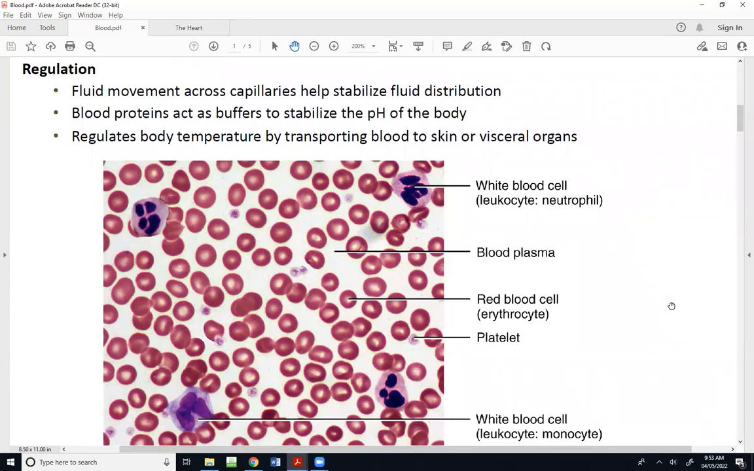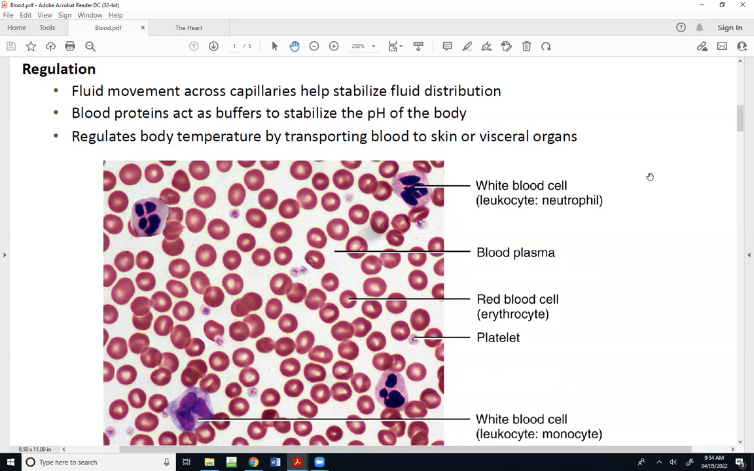And then blood helps regulate things like fluid distribution by moving the fluids across the capillaries. The proteins in our blood help to buffer and stabilize the pH of our body, so keep our acids and bases in check. And we help regulate body temperature by transporting blood to skin or to our visceral organs, which sounds kind of weird. How can you regulate body temperature by moving your blood? Well, think of it simply. Heat builds up in the blood, and if you bring that heat closer to the skin surface, it is more likely to be dissipated to the exterior. That's why when we get hot, our face becomes more red.